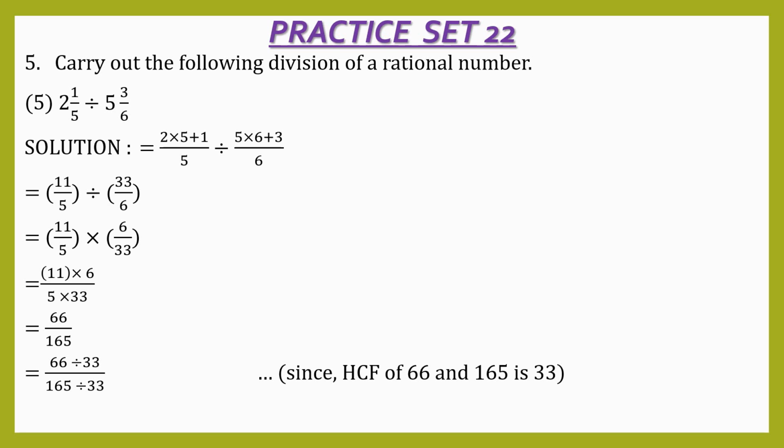Now we can reduce the 66 upon 165 further. So what we are going to do is we are going to take the HCF, that is highest common factor, of 66 and 165. So the HCF of 66 and 165 is 33. So we are going to divide the numerator and denominator both with 33. So it will become 66 divided by 33 upon 165 divided by 33, which will be equal to 2 upon 5.